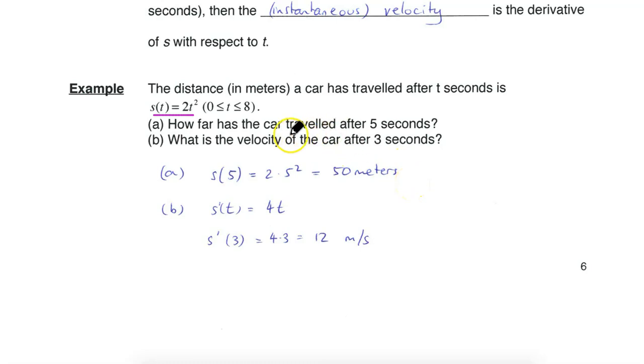When the question is the velocity, that's a rate of change. How much is the position of the car changing after 3 seconds? You have to first look for the derivative of the position. So the derivative of 2t squared is s prime of t equals 4t. And now I plug in t equals 3, and I get 12.